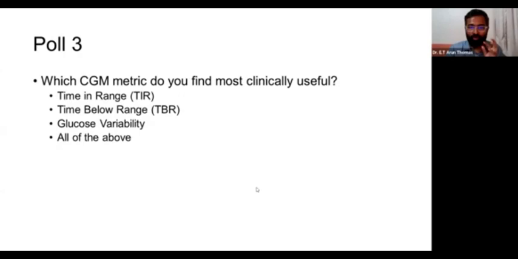Nearly 30-35% of people are using CGM. So which value do you consider most useful for your CKD patients?